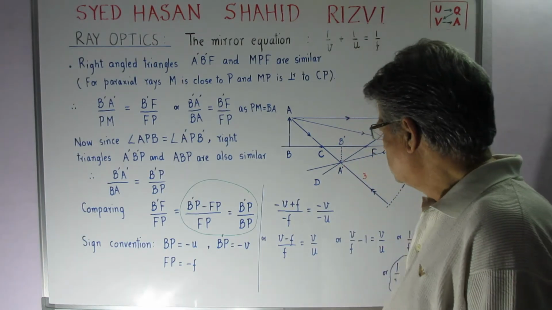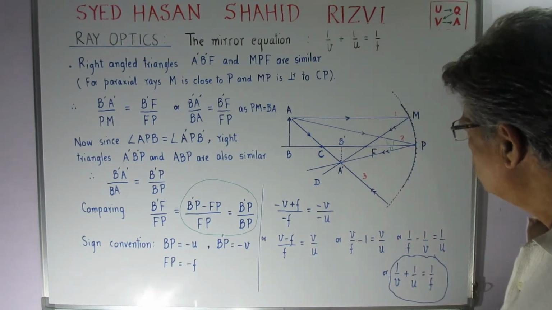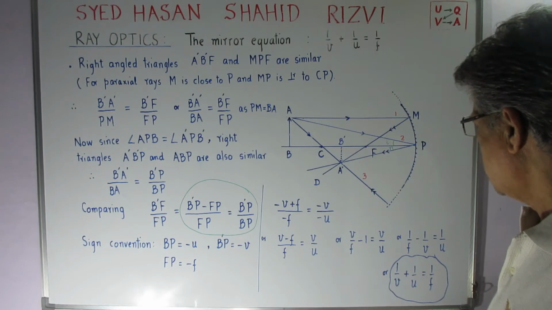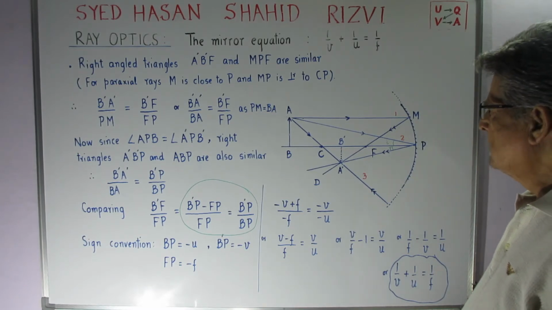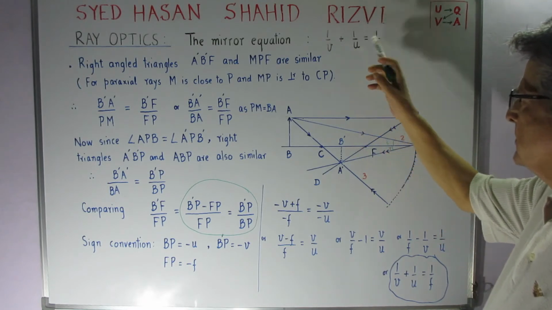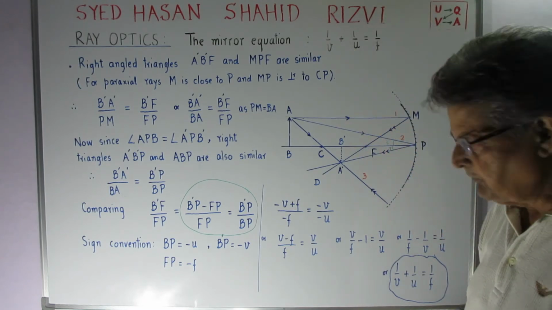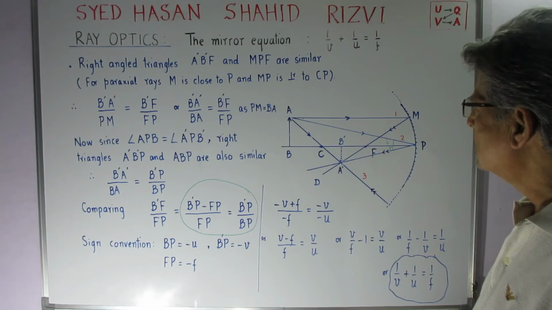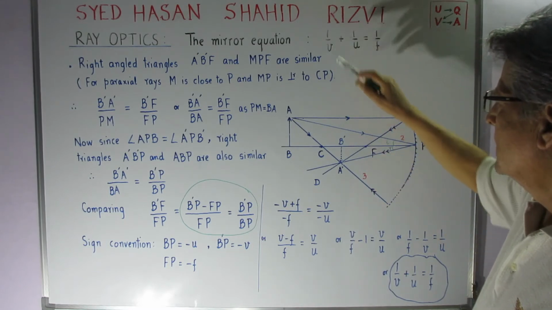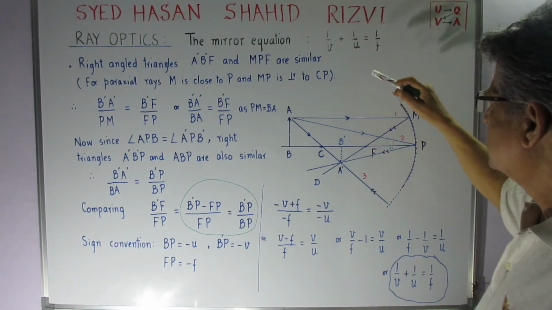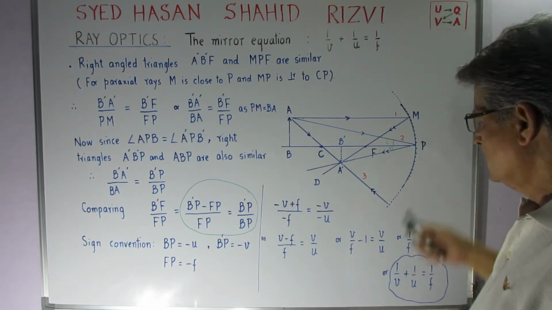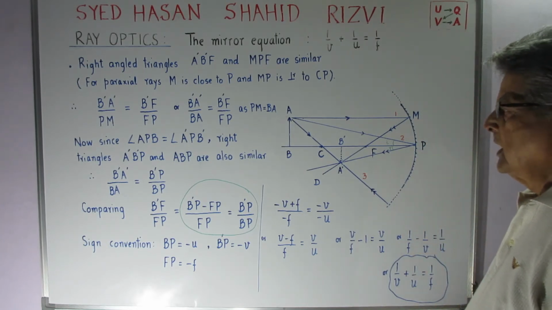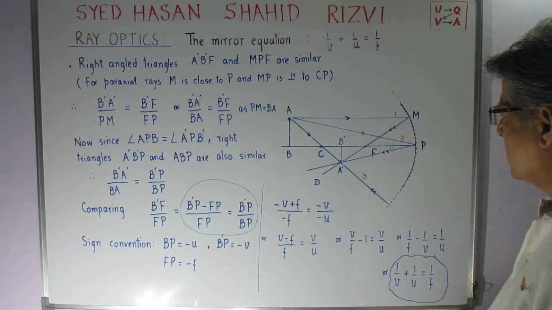So now with the help of the ray diagram and the sign convention, we will establish the equation 1 upon V plus 1 upon U is equal to 1 upon F, where V, U and F are the image distance, the object distance and the focal length as measured from the pole P.